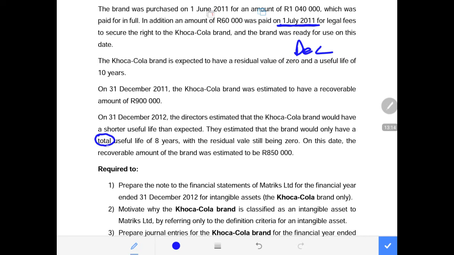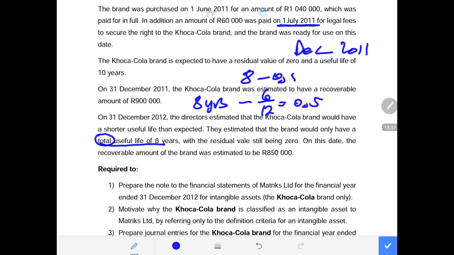So now we need to say out of this total useful life, which is a new estimate, 6 months is gone, meaning from July up until December 2011, 6 months is gone. So now we say out of this 8 years, we need to minus 6 months. Remember, these are years, so we need to convert the month into years. 6 over 12 will give us 0.5. That means 8 years minus 0.5 years will give us 7.5 remaining useful life.